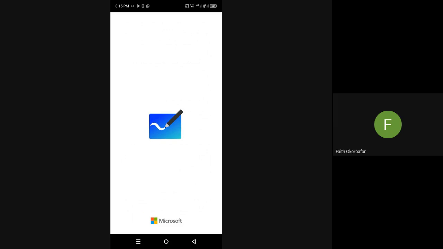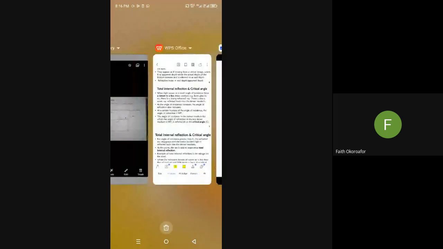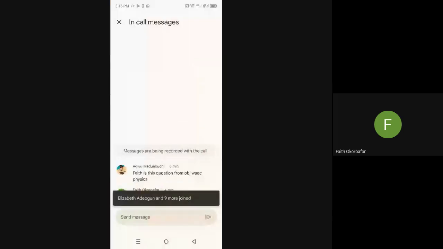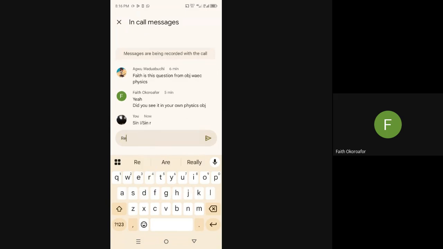So I said, how many formulas do we have for refractive index? Three. So what's number one? Sine i over sine r. What's the second one? Real depth over apparent depth. What's the third one? Velocity of light in medium 1 over velocity of light in medium 2. Okay, so is that clear now?